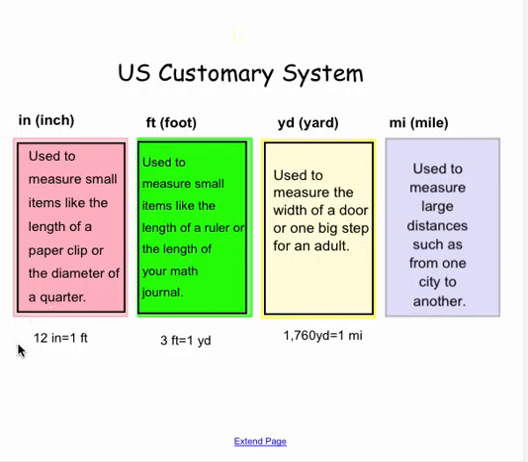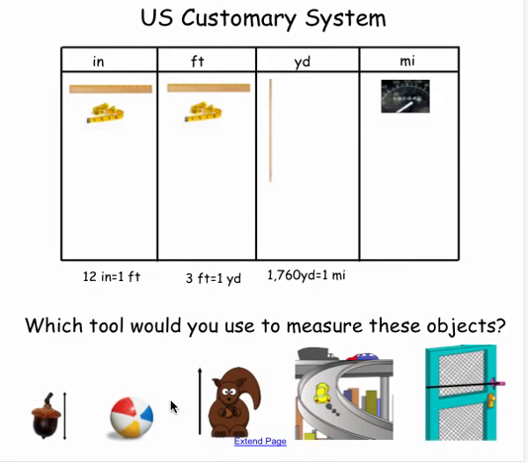And at the bottom, we have some equivalencies here. 12 inches is equal to 1 foot. Think of your ruler for that. 3 feet is equal to 1 yard, so think of that yardstick. And then 1,760 yards is equal to 1 mile. So kids, when you're running that mile run, keep that in mind. 1,760 yards.